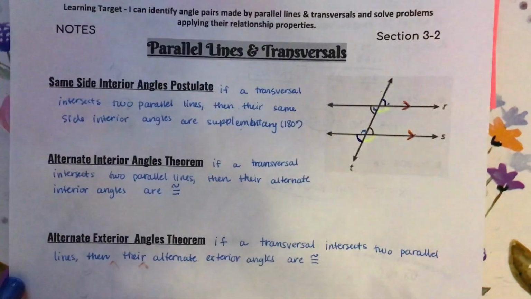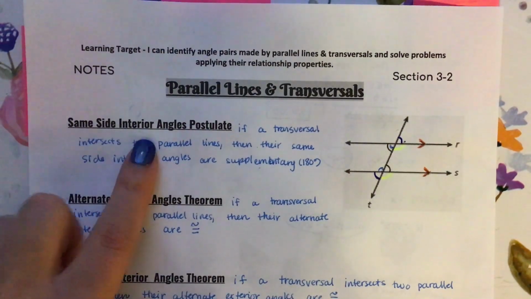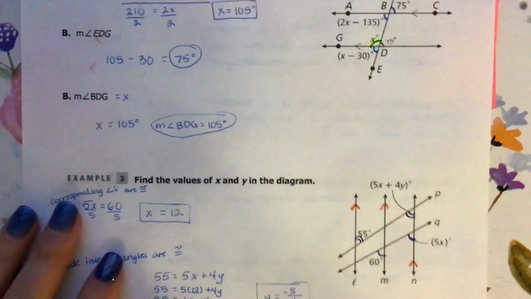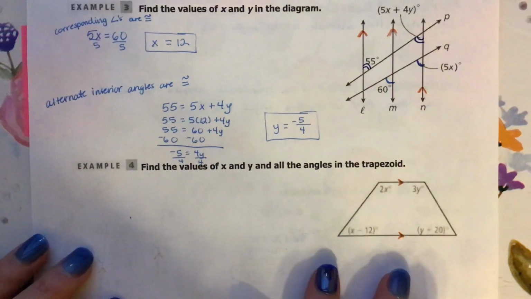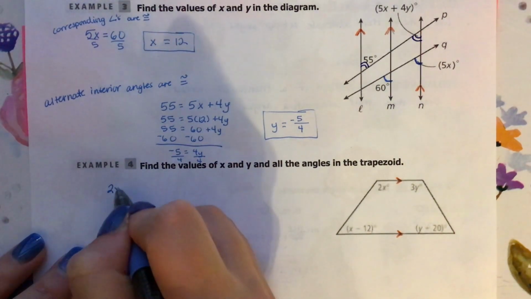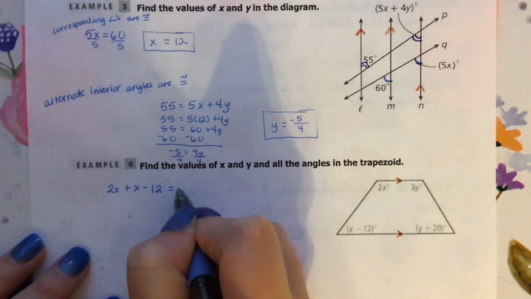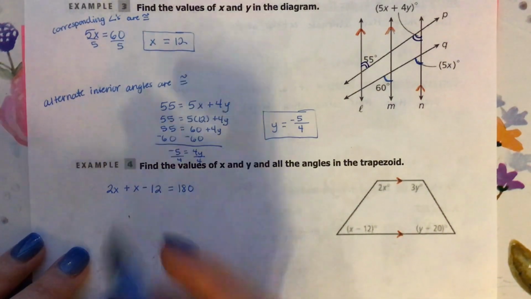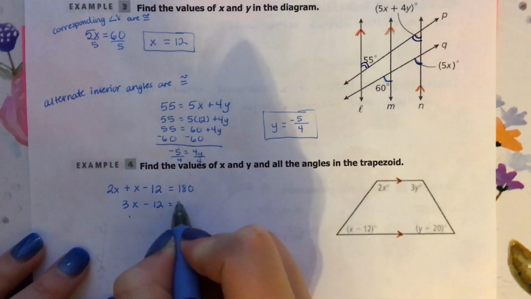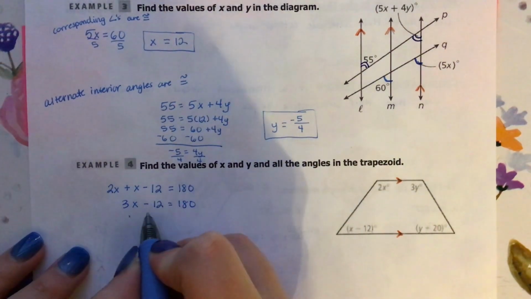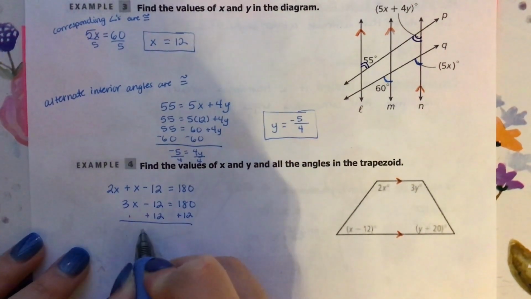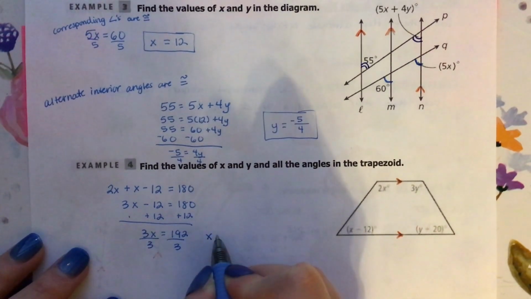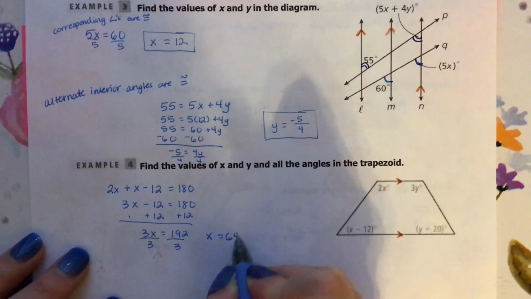So let's show that one more time. Up here, same side interior angles are supplementary, or they add to 180 degrees. So I am going to say down here in this example that 2x plus x minus 12 is equal to 180. I'm going to start combining like terms and solving for x. So I have 3x minus 12 is equal to 180. Add 12 to both sides. 3x is equal to 192. Divide by 3, and I get x is equal to 64.